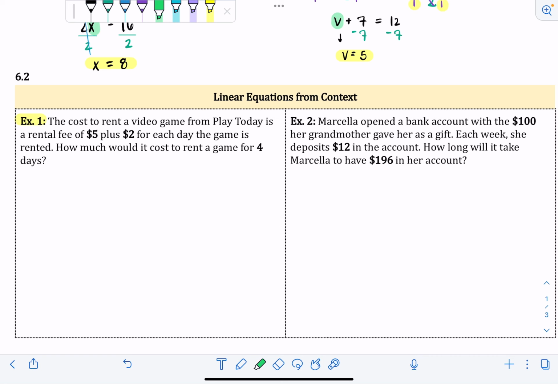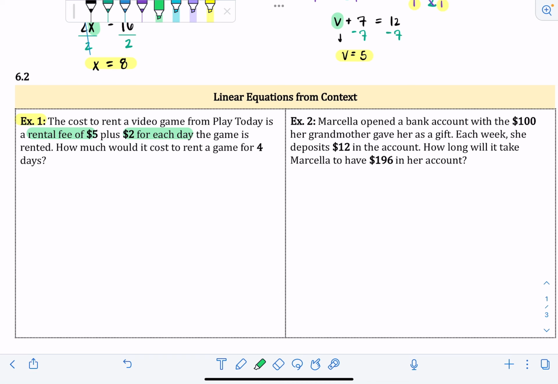So it says that there's a rental fee of $5 plus $2 for each day the game is rented. And then the second part is how much is it going to cost to rent a game for 4 days? We don't really need to worry about that yet. That's the final answer we're looking for, so I'm going to leave that alone for now.